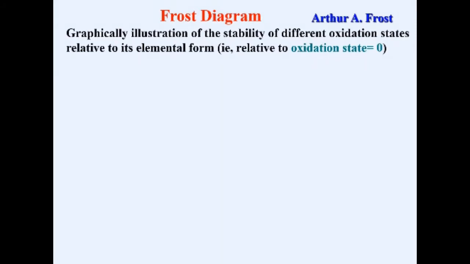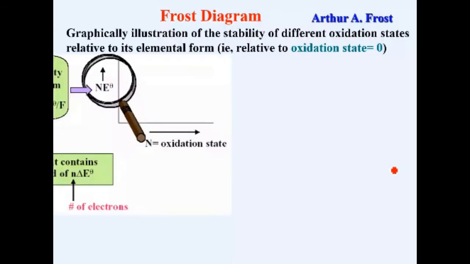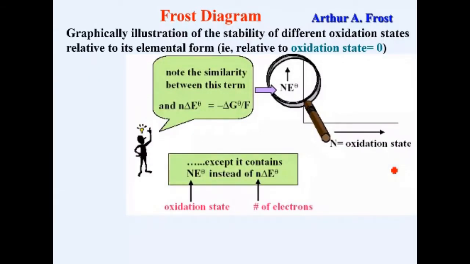What is the basis of this diagram? If I am conducting a quiz for all of you: the graphical illustration of the stability of different oxidation states relative to its elemental form. You remember what that elemental form is? The elemental form is the 0 oxidation state. So that is the diagram. First, initially I want to tell you, you know delta G equals minus nFE. I am rewriting that equation, delta G equals minus nFE. You know that from earlier; we have used this equation in different places.